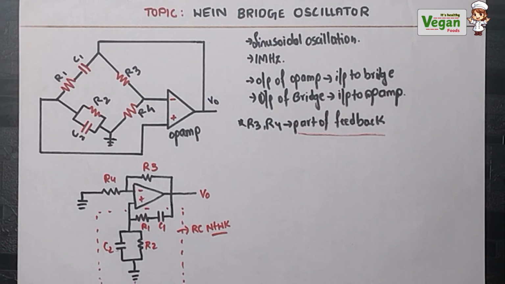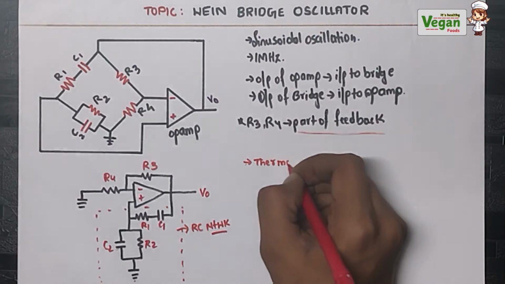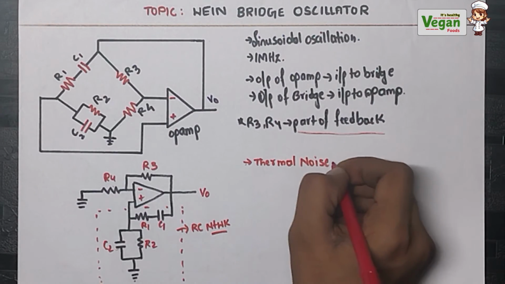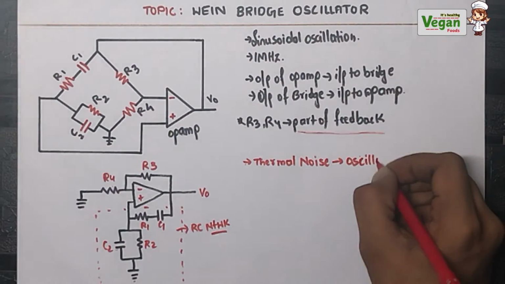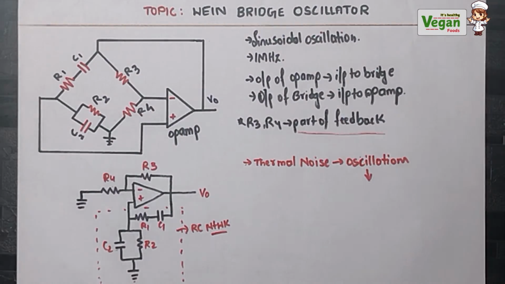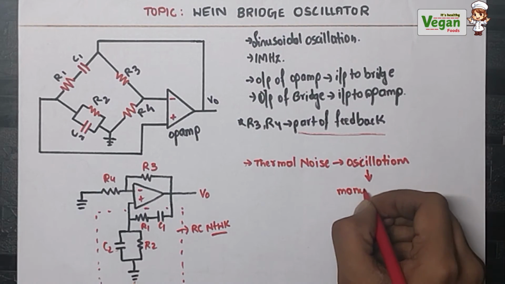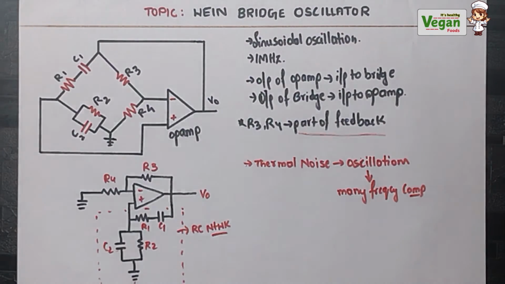In this RC network, there will be the production of oscillation. Oscillations do not need any input. They will be formed because of thermal noise. So thermal noise is responsible for the production of oscillations. These oscillations will produce many frequency components. Among these many frequency components, there will be higher frequency components and lower frequency components.